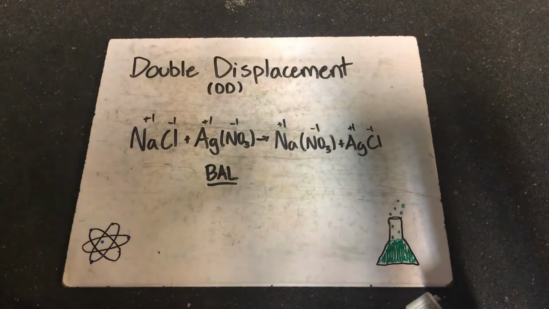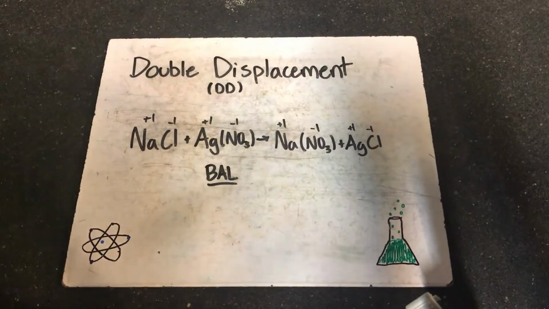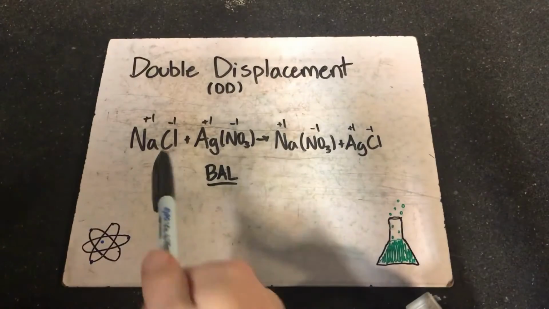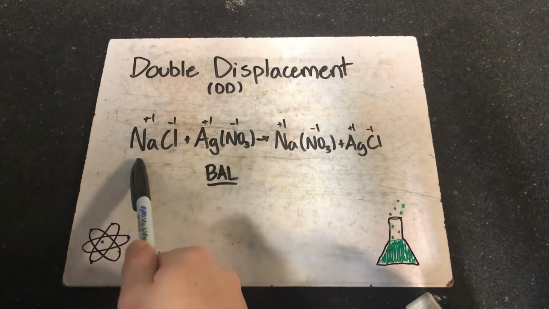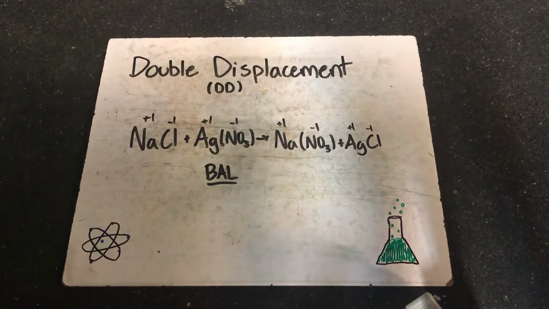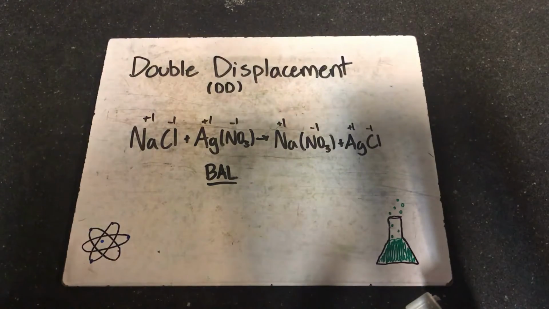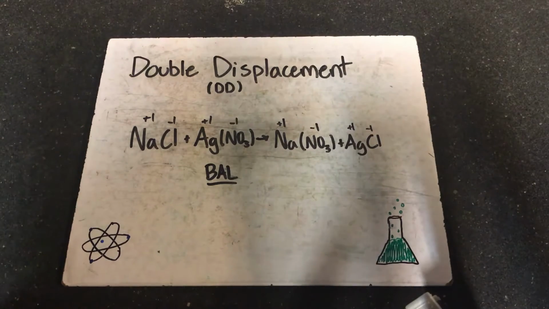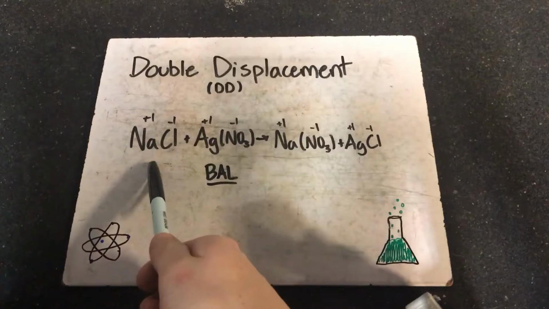The second type is double displacement or double replacement. These reactions consist of 2 compounds. One element in each compound that has the same charge switches places with the one in the other compound. An example is NaCl plus AgNO3, which yields NaNO3 plus AgCl. Notice how the Na and the Ag switch places.